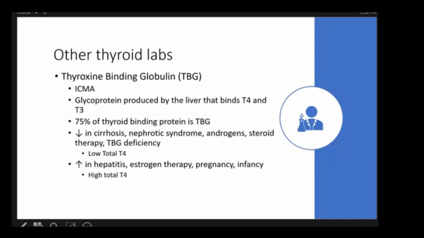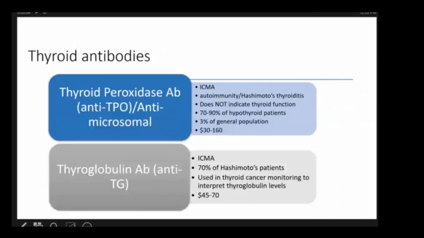Thyroid antibodies. So these are ordered a lot, and a lot of patients feel that positive thyroid antibodies indicate thyroid disease, and that's not necessarily true. These are both very newer generation, good sensitive tests, but they're both sandwich assays. The TPO antibody used to be called antimicrosomal antibody, so you may see it reported that way in some places. It does not indicate thyroid function. It indicates the presence of autoimmunity to the thyroid gland or Hashimoto's thyroiditis.